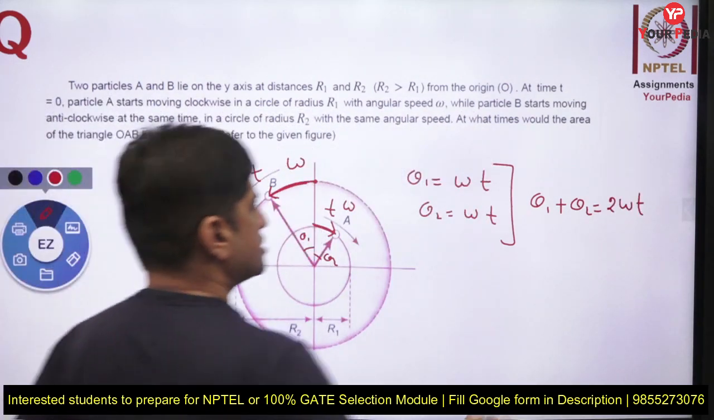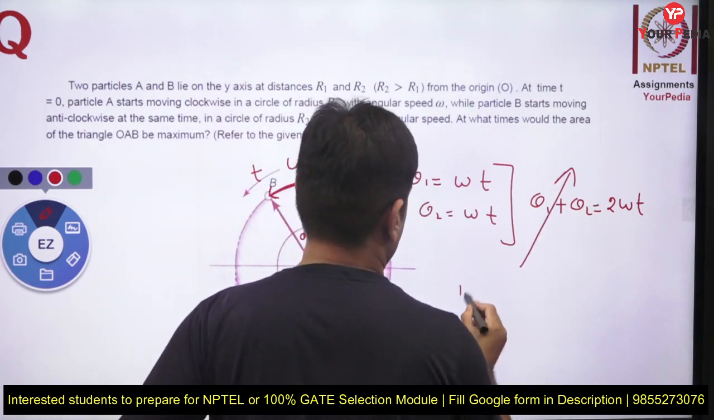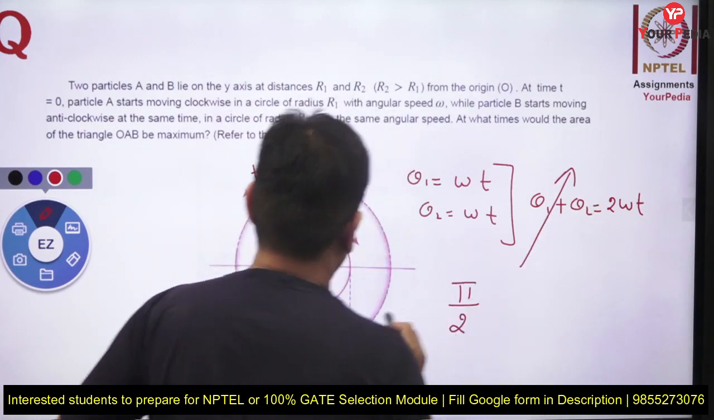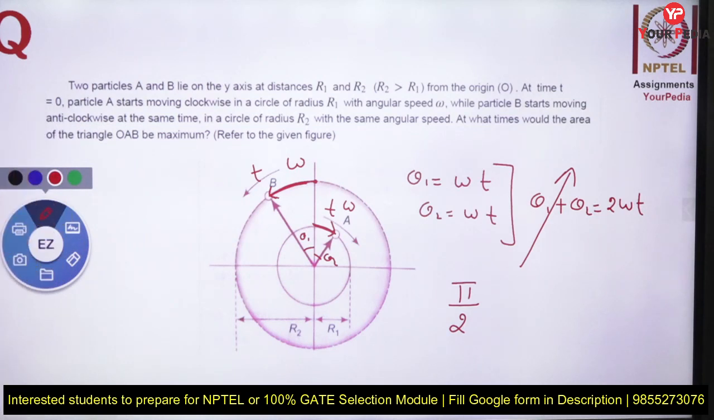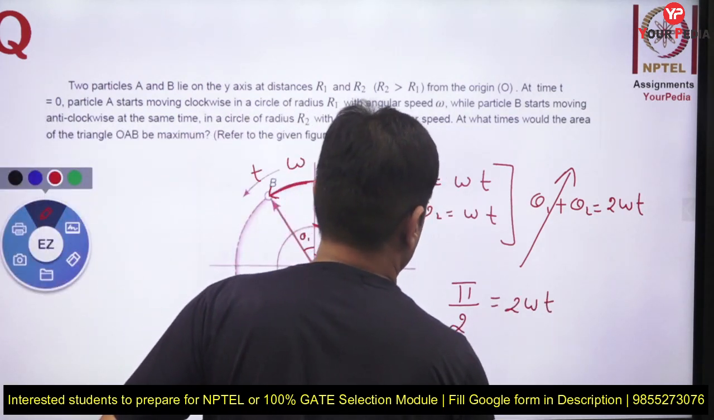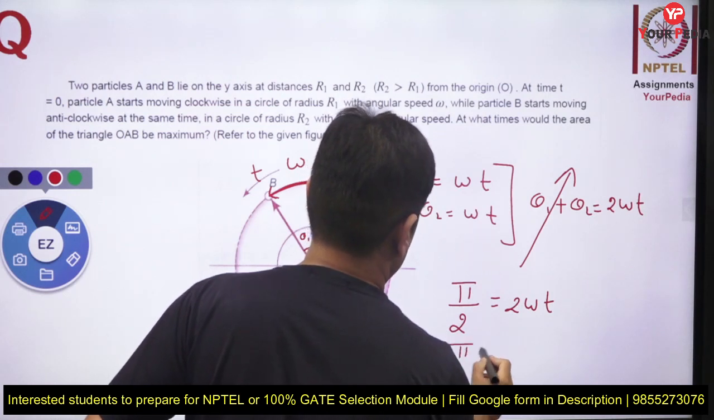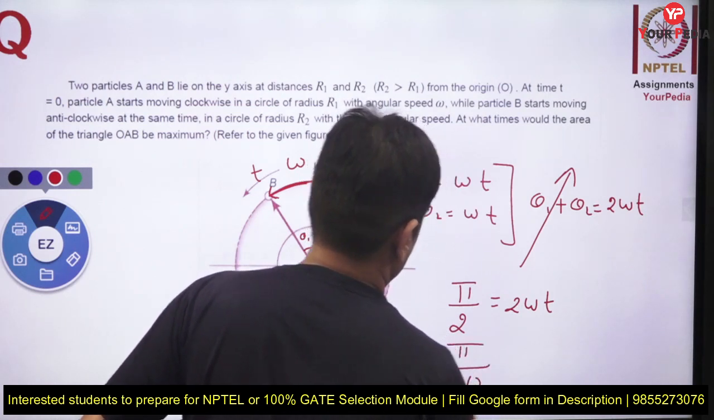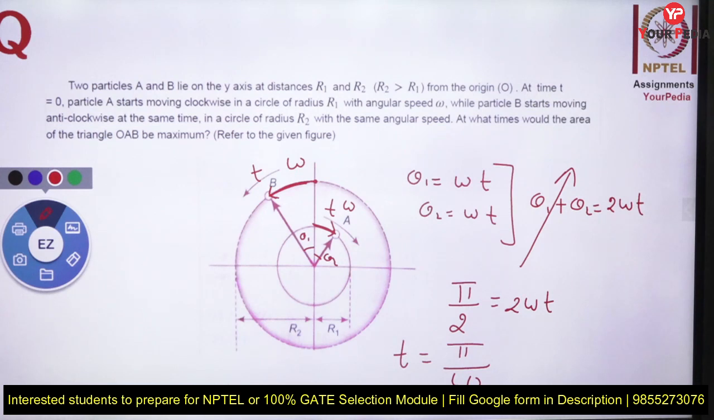But for the maximum area, this angle theta 1 plus theta 2 should be pi by 2. So this pi by 2 is equal to 2 omega into t. So we want to find out the value of t. This is nothing but pi by 4 omega. Though he has given you the answer choice also, I hope this is clear.